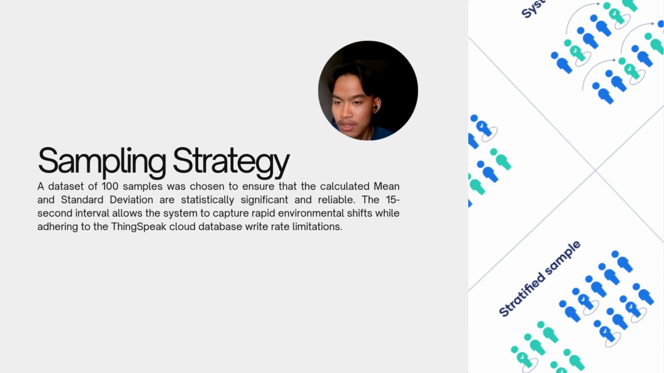As for the sampling strategy, a dataset of 100 samples was chosen to ensure that the calculated mean and standard deviation are statistically significant and reliable. Also, the 15-second interval allows the system to capture rapid environmental shifts while adhering to the ThingSpeak cloud database.